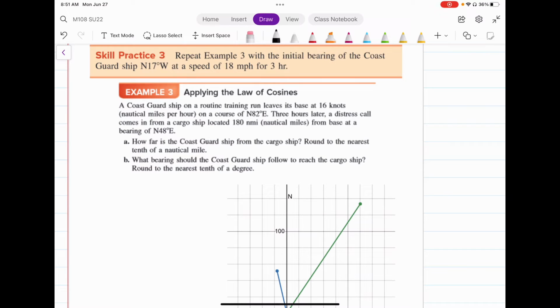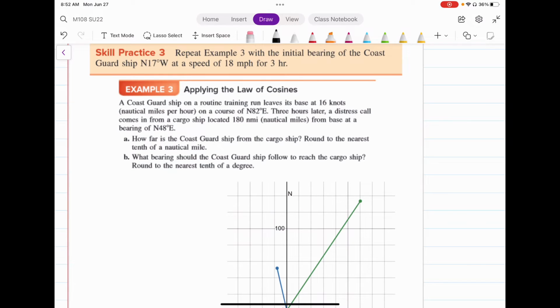So we're given this scenario where a Coast Guard ship is leaving a base at a certain speed on a certain course of bearing, and then 3 hours later a distress call comes in from a cargo ship that is a certain distance away from the base with its own bearing. So what I'm going to do is change the bearing to represent what the skill practice is asking us, and then the questions that we are asked is to figure out how far away the Coast Guard and the cargo ship are from each other, and then what bearing the Coast Guard ship needs to follow in order to reach the cargo ship to help it.